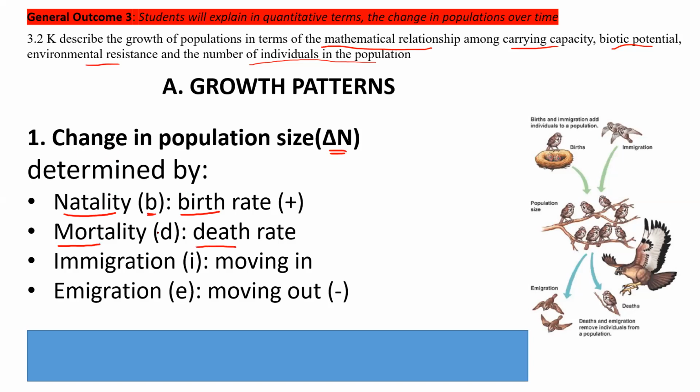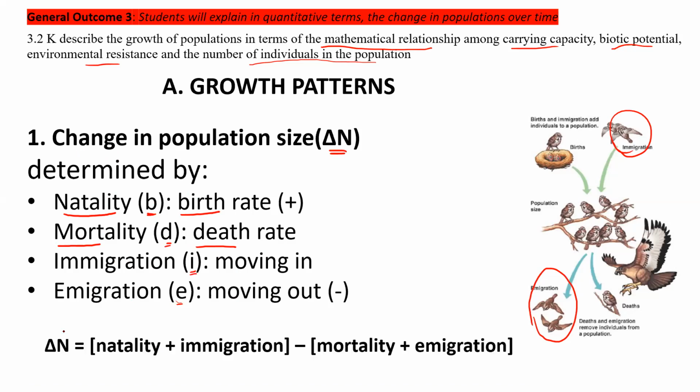So we put that as a D, B, and a D. Immigration, think of immigrants. They're people coming into Canada, moving into the population, okay? And emigres are people that have left the population. So when we do a change in population, our formula is delta N means change. We're going to add the pluses, the births plus the immigration, and we're going to subtract the negatives, which are the deaths plus the emigration.